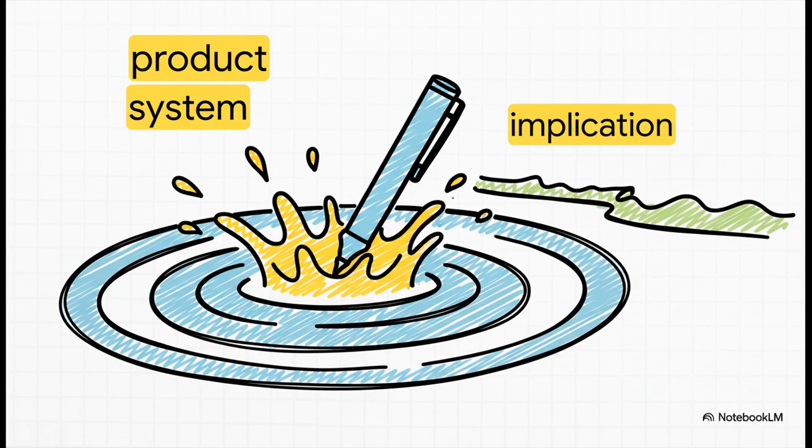It's like throwing a stone into a pond. The product we make, that's just the initial splash. But that splash immediately creates ripples. That's the experience and the system. And those ripples just keep spreading out until they hit the shore, changing it. That is the lasting implication.